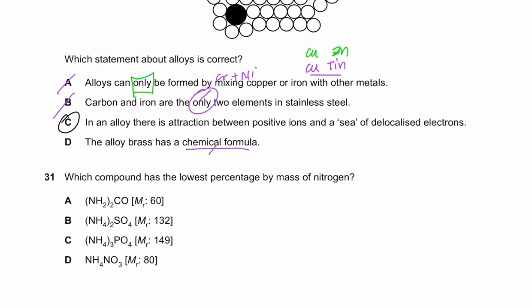No, it has no chemical formula, because alloys are mixtures, they are not compounds, therefore they won't have any chemical formulas, right? Because brass is made up of copper and zinc. Yes, copper and zinc, right? So brass doesn't have any chemical formula. You just say it's a mixture of copper and zinc, right? So mixtures don't have chemical formulas.